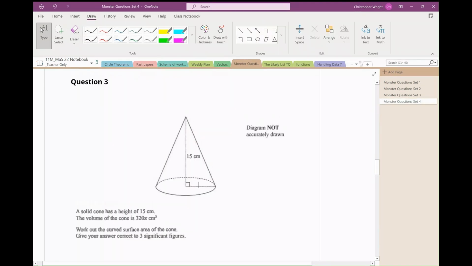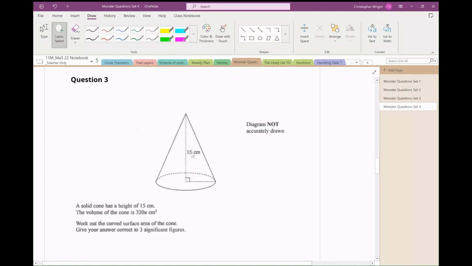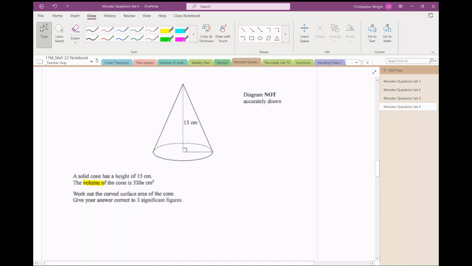Question 3. A solid cone has a height of 15 centimetres. And the volume of the cone is 320 pi. It might be useful to remember the formula for the volume of a cone, which is that the volume of a cone is 1/3 pi r squared h. Okay. Work out the curved surface area of the cone.